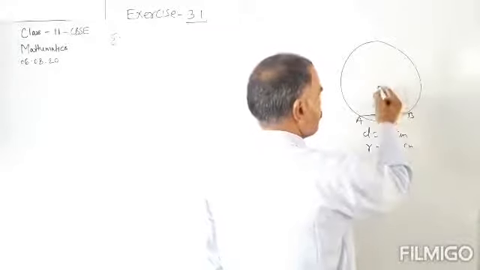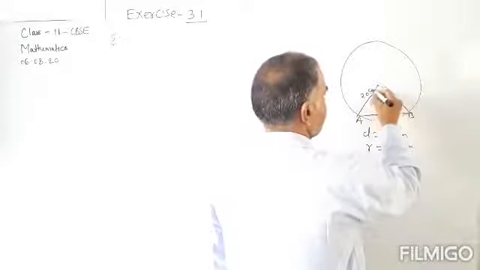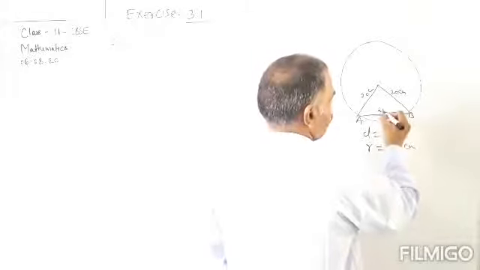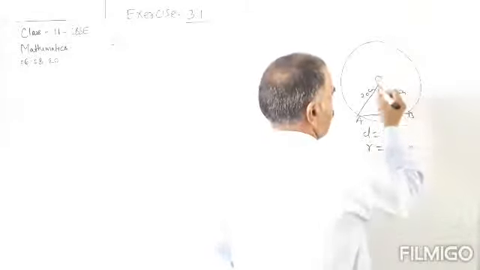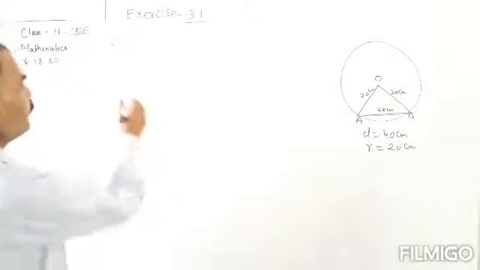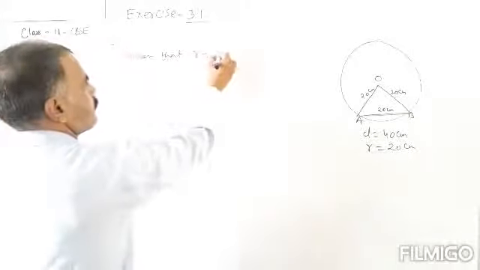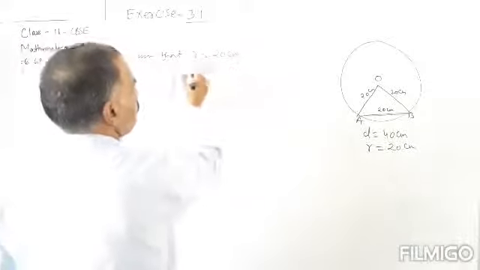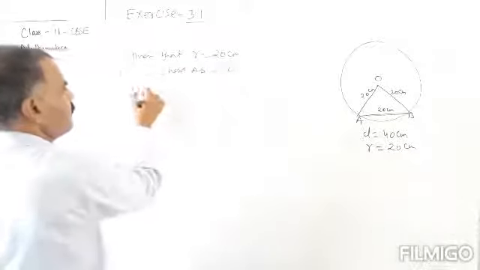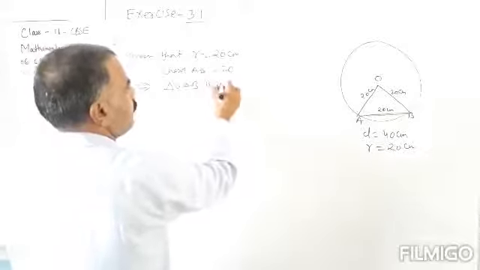And this is the radius, and this is again a radius. The radius is 20 centimeters, and the length of the chord is also 20 centimeters. So triangle OAB is an equilateral triangle. Given that the radius is equal to 20 centimeters and chord AB is equal to 20 centimeters, it implies that triangle OAB is an equilateral triangle.